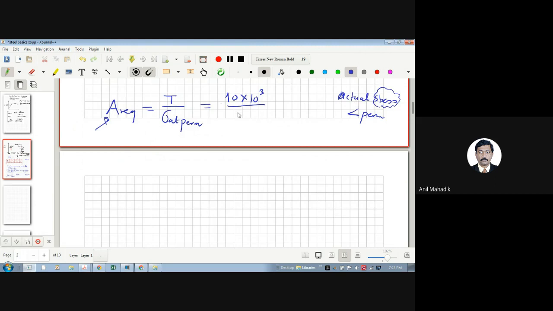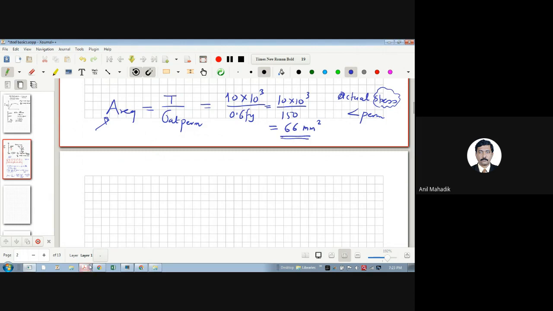Nothing is different, so please try to understand the stresses in detail, as much as possible. Now sigma AT permissible, all of you know, is 0.6 Fy, which is nothing but 150. So 10 into 10 raised to 3 divided by 150 gives area required of 66 mm square. I have not calculated it, but let's assume this is the area required. If you provide area more than 66, then it will be safe.